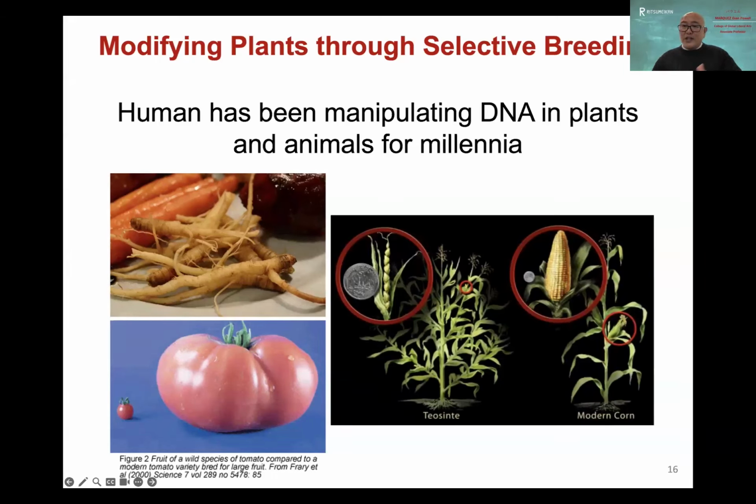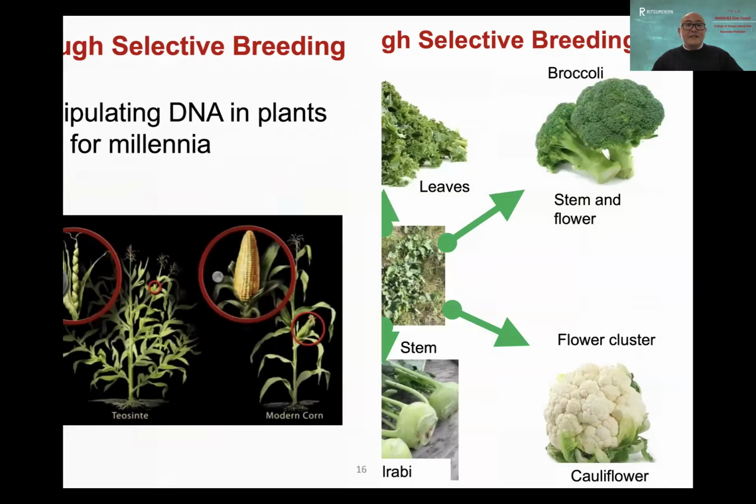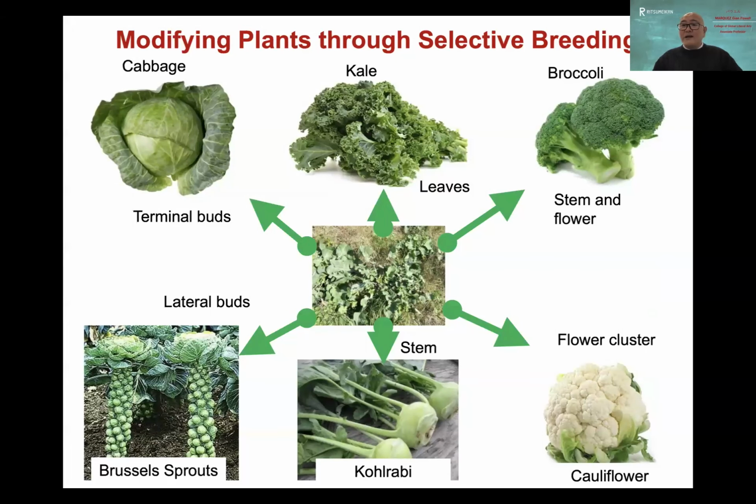Because of the selective breeding for bigger and bigger, for example in the corn, more and more kernels, they select the specific plants with more kernels, and then they create a bigger and bigger corn. So humans have been manipulating DNA in plants and animals already for millennia. This is not a new process. These are also an example of how we modify plants. These are kale, cabbage, broccoli, cauliflower, kohlrabi, Brussels sprouts. These are the different parts of the cabbage plant that we have been modifying.